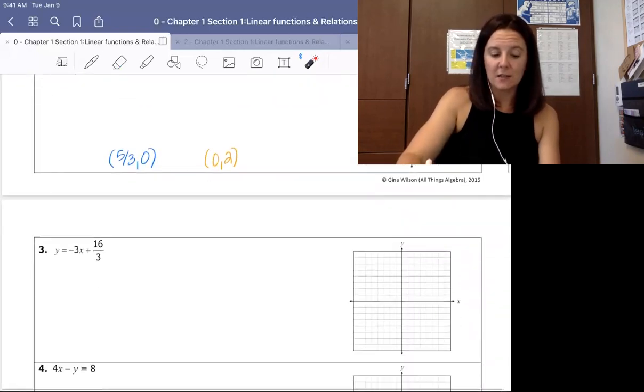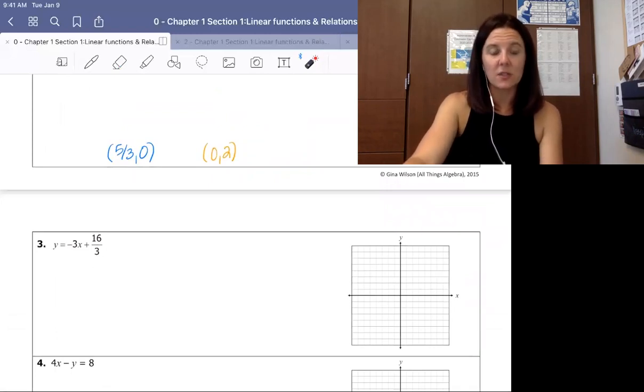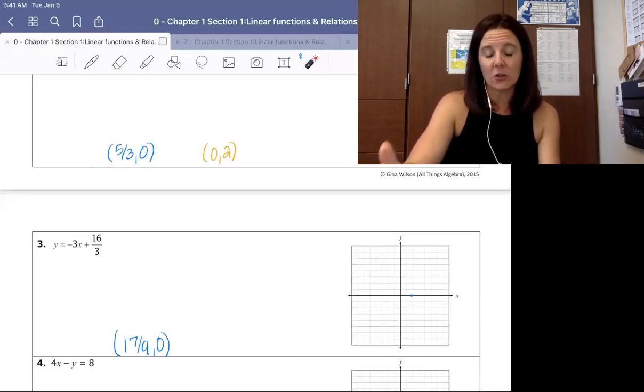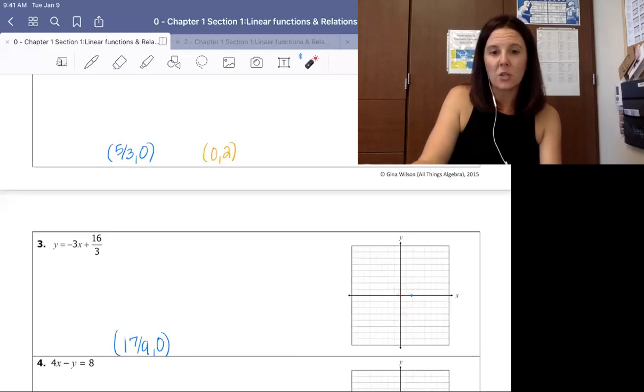Number 3, y equals -3x plus 16/3. Again, set y equal to 0. So we have 0 equals -3x plus 16/3. You had to do a little bit more tricky math here to get x, but when you go through the steps, you get 1 7/9 or 16/9. You could leave it either way, but 1 7/9 is a little bit easier to think about as far as when we graph it. It's going to be right in between 1 and 2, closer to 2, okay?